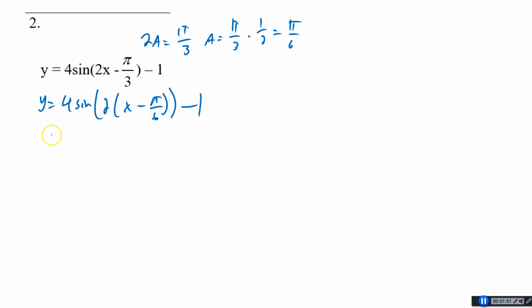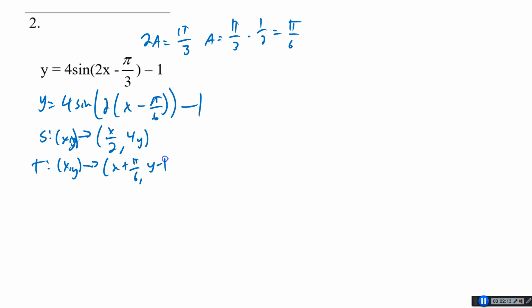So let's see what we have here. Our scale change takes (x, y) to, looks like the x will be divided by 2 because it does the opposite of what you have in here. And the y is going to be multiplied by 4. And the translation takes (x, y) to, let's see, x plus pi over 6, because it's the opposite once again, and then y minus 1. So now we're going to make our tables.